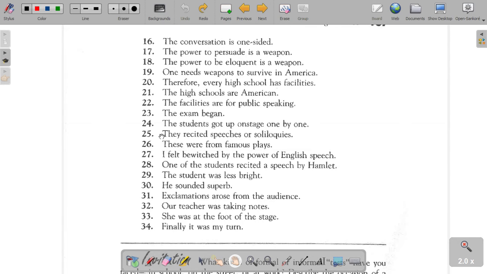The exam began. The students got up on stage one by one. They recited speeches or soliloquies. These were from famous plays. I felt bewitched by the power of English speech. One of the students recited a speech by Hamlet. The student was less bright. He sounded superb. Exclamations arose from the audience. Our teacher was taking notes. She was at the foot of the stage. Finally, it was my turn.